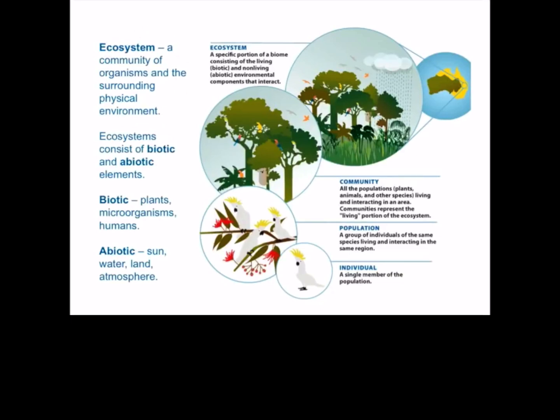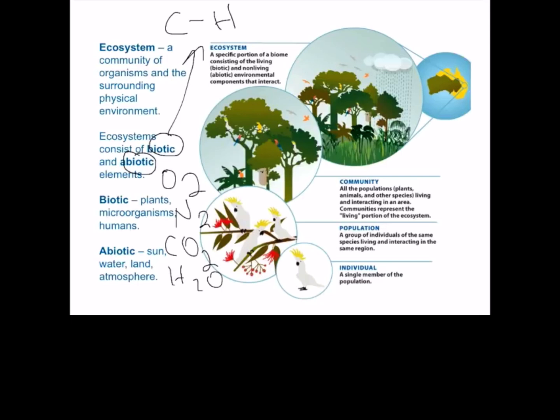An ecosystem itself, by definition, is a community of organisms and the surrounding physical environment. So organisms are you and I, bacteria, plants, animals. We're organic. We have carbon and we have hydrogen. So those components of the ecosystem that have this type of chemical architecture are organic. They're biotic. Abiotic parts are oxygen, nitrogen, carbon dioxide, water. These are very important to life on this planet, but they don't have the carbon-hydrogen bond. These are abiotic, inorganic compounds.